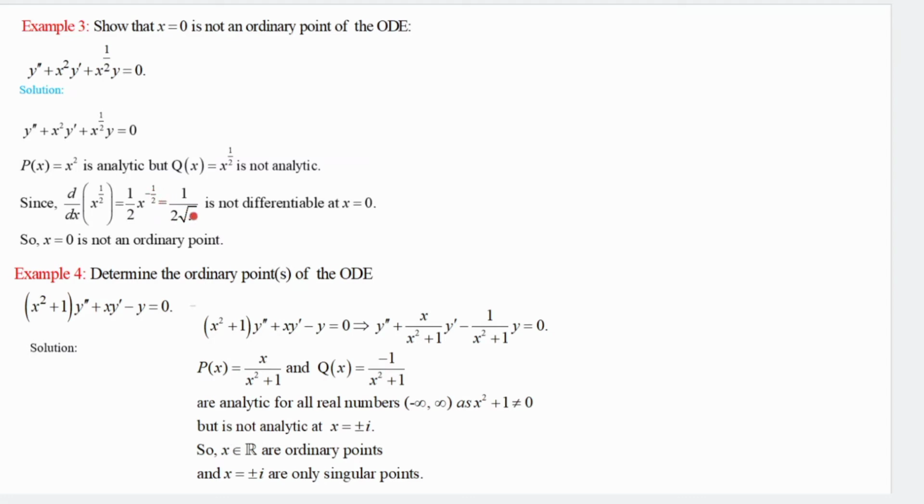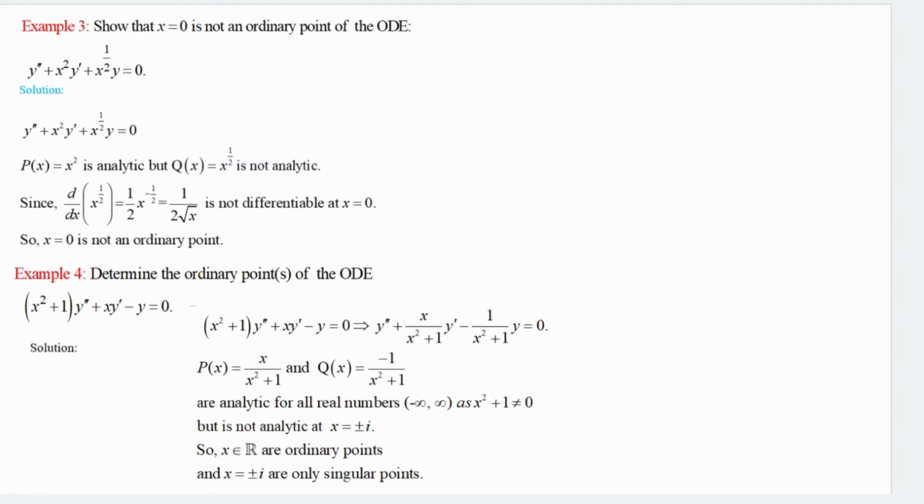When we put x equals 0 here, this is undefined. That means the derivative is undefined at x equals 0, so the derivative is not continuous at x equals 0. That's why x equals 0 is not an ordinary point for this differential equation. So x equals 0 is a singular point.